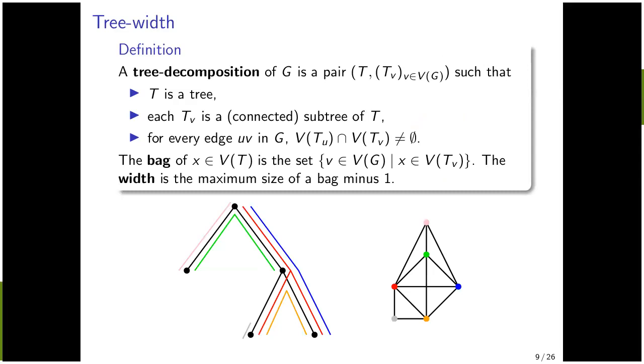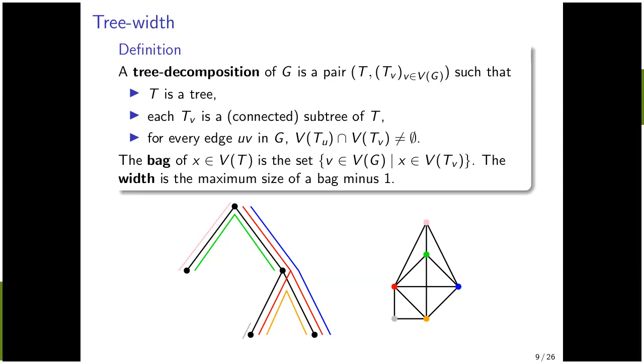Okay, so just the definition of graphs of bounded tree width. What I will call a tree decomposition of a graph G is a tree T and a family of subtrees of this tree indexed by the vertices of G. And the conditions I need are that T is a tree, every T_V for V a vertex of G is a connected subtree of T, and every edge of G is realized as a non-empty intersection between T_U and T_V. Okay, so we just want to realize G as an intersection graph of subtrees, and maybe some edges are missing.